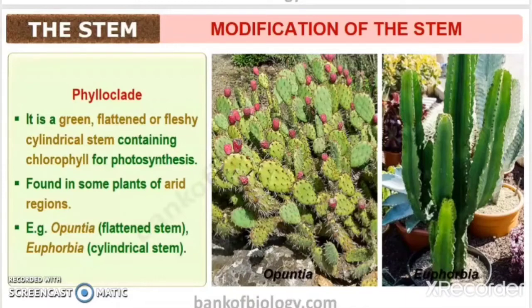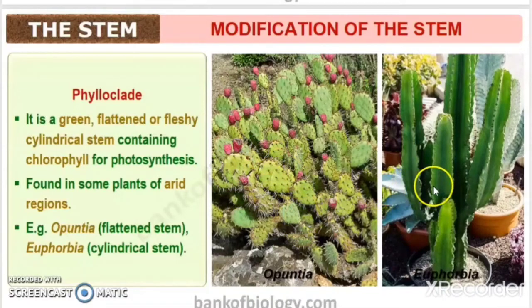So this Phylloclad is a green, flattened or fleshy cylindrical stem. The plants which come under this Phylloclad will have a green, flattened or fleshy cylindrical stem. So you can see this. This is the cactus plant, which we commonly call the cactus plant, right? Its biological name is Opuntia. This Opuntia has a green flattened stem portion. The flattened portion which we see is the stem, right?